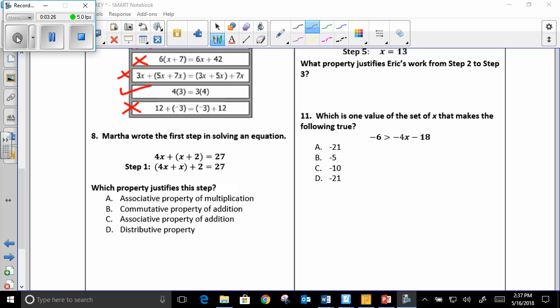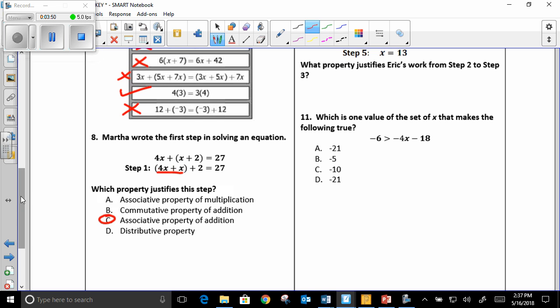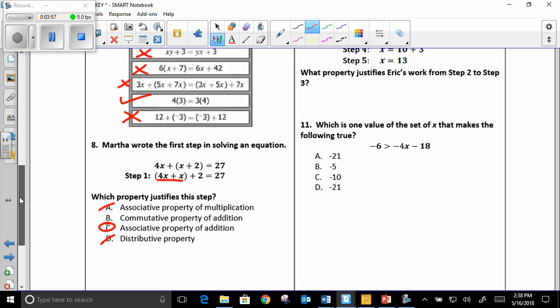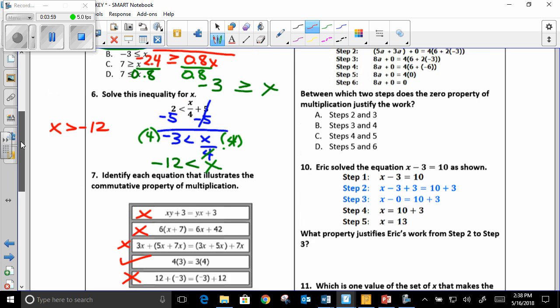What do you notice about this one? The groups change. So it's associative property of addition. Definitely can't be multiplication here. It's not B, and it's definitely not D. All right, next one, number 9.